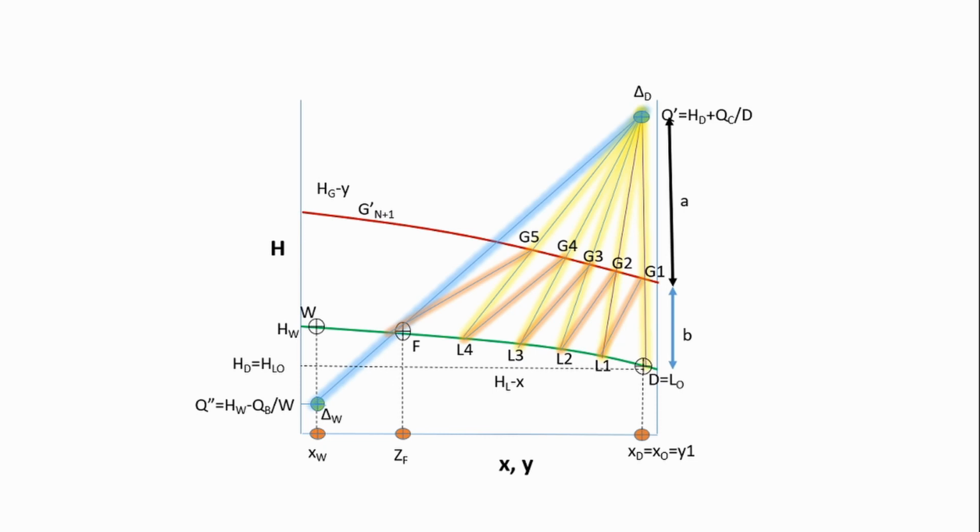So the equilibrium vapor composition is obtained from the equilibrium plot. So mark that point as G dash n plus 1. Draw a tie line from W to G dash n plus 1. Then join G dash n plus 1 to delta W. The intersection with HL line is L dash n. Okay, so that is the operating line.